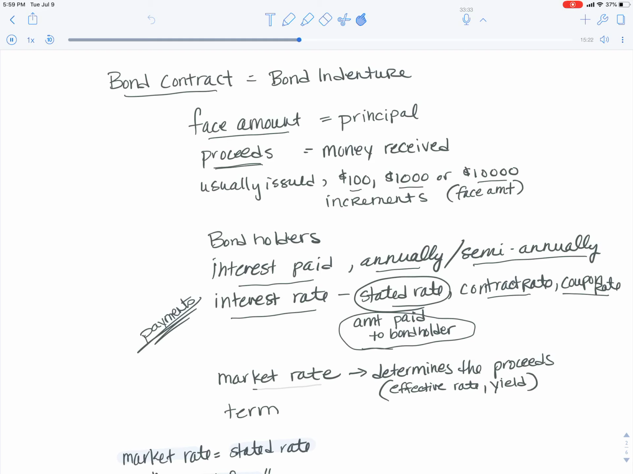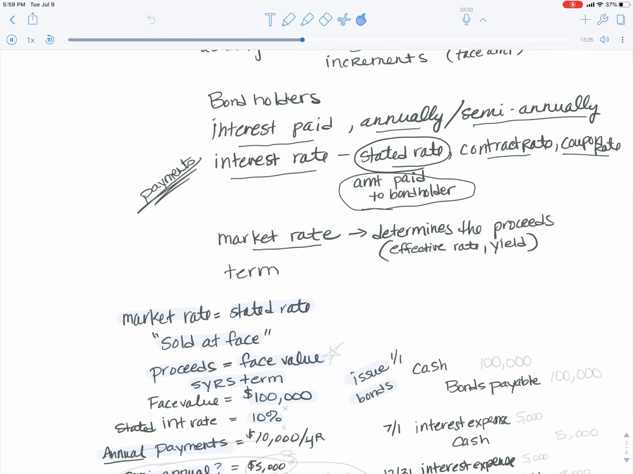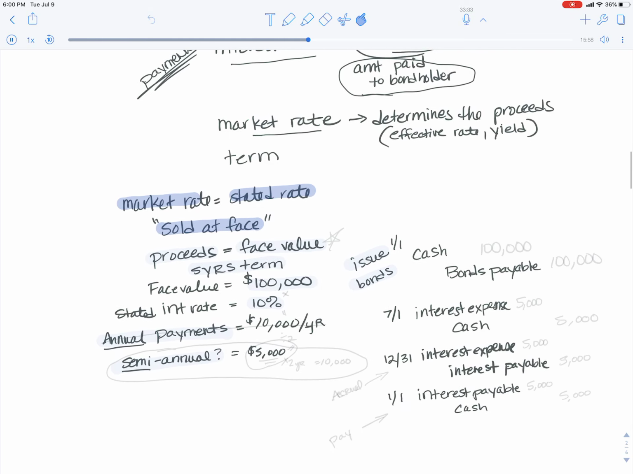There's also a market rate. So we may issue a bond, and then as time goes by, the demand for this type of bond is going to be different from the amount that we're paying our bondholders. So the market rate is how much the bondholders are demanding to be paid, and the stated rate is what is being paid. So long as the market rate and the stated rate are the same, then this is called selling at face. So we are selling the bond at face value.